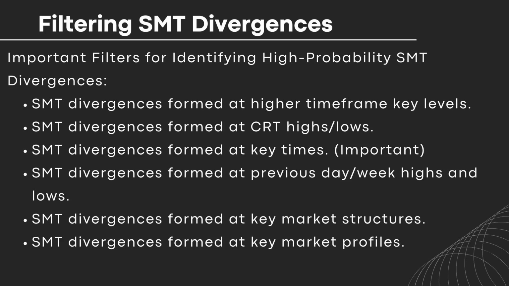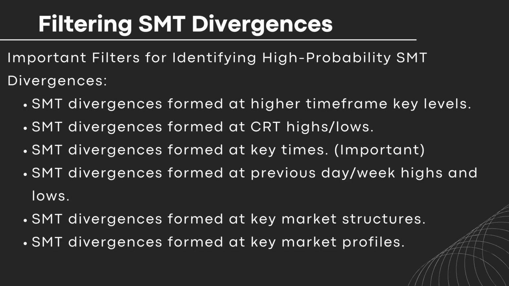The best, most important, high probability and true SMT divergences are formed at key levels and higher time frame key levels, right? If you find an SMT divergence at a random place, then it's not going to work. The only time they're going to work is when they're formed at key levels, right? Write this filter down and make sure that every SMT divergence you find and trade must have this characteristic. Otherwise, you should not use it or trade it.